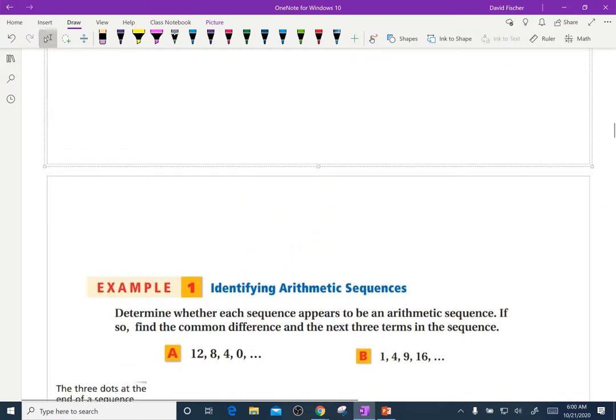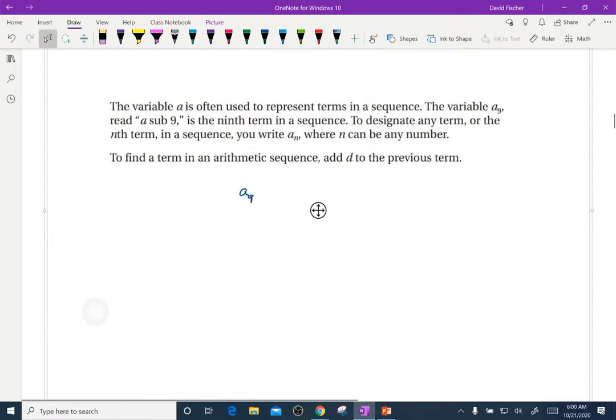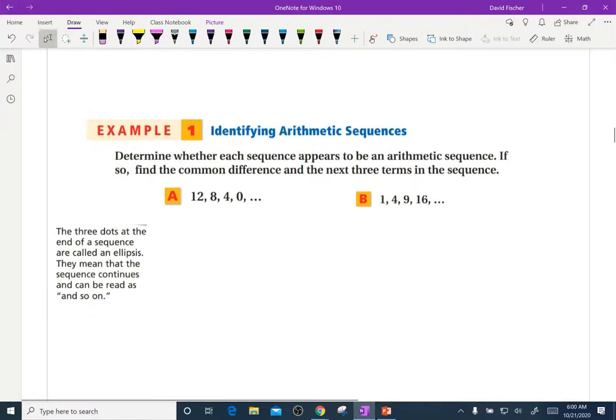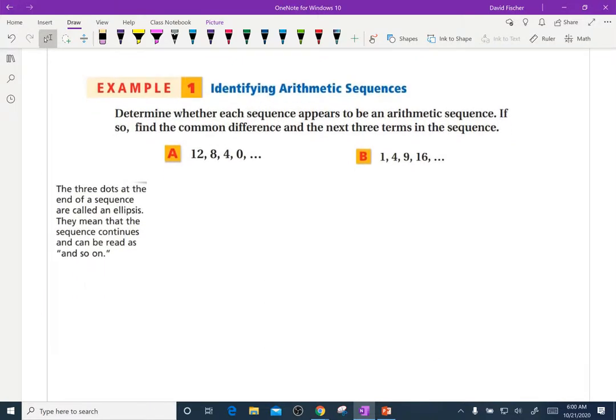Oh, wait, sorry. I think that might be a little bit out of order. Let's talk about arithmetic sequences, and then we'll talk about that a sub 9 up there. I think that got chopped up and a little bit out of order there. We'll get to it. So here's what I do.